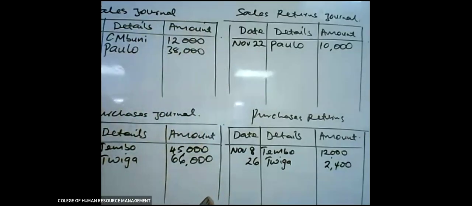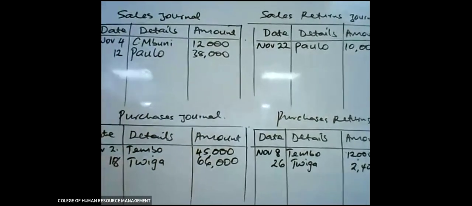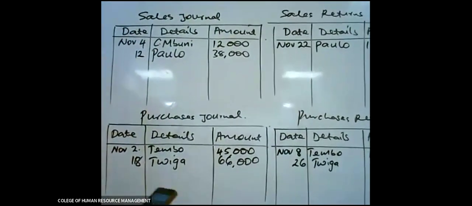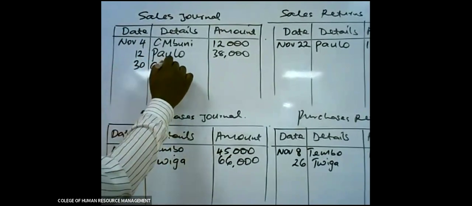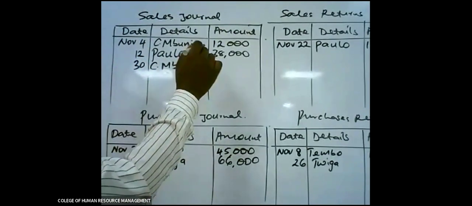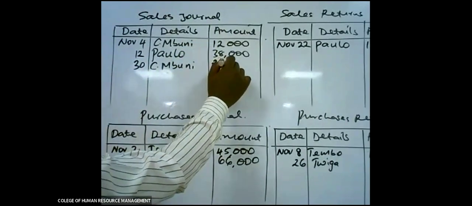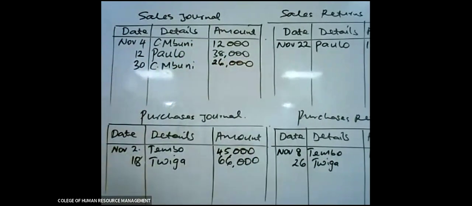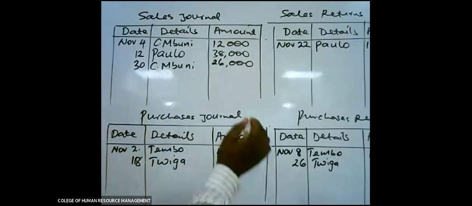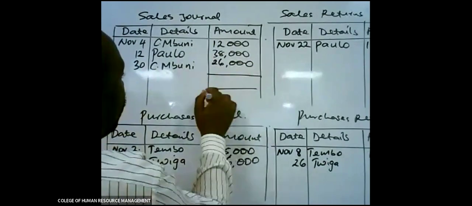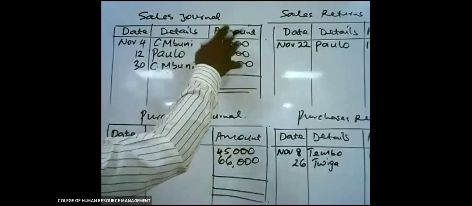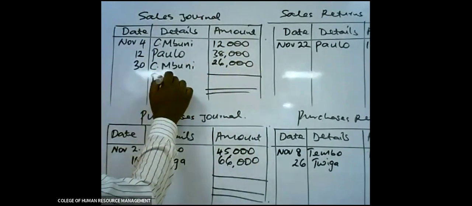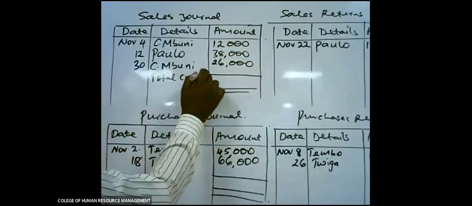Lastly, sold goods for 26,000 to Simbuni on credit. This is on 30th. Goods sold to Simbuni again, 26,000. You have done the entries. Then you balance with simply total every journal. The total for this one, because all these goods were sold on credit, they are simply the total credit sales.